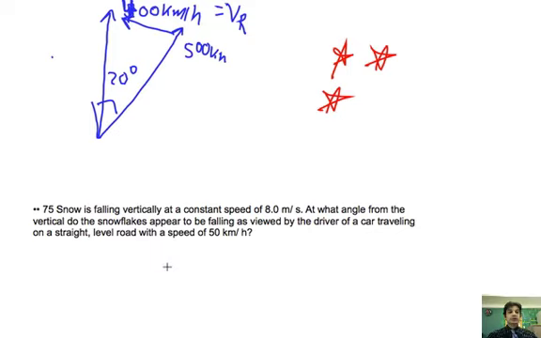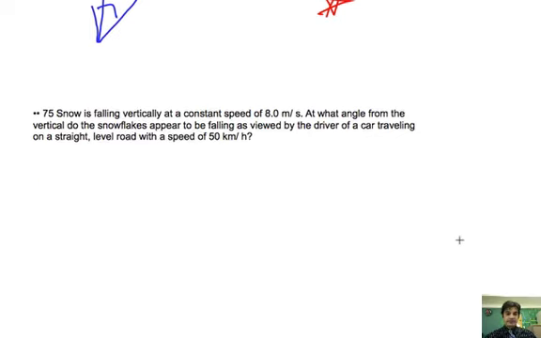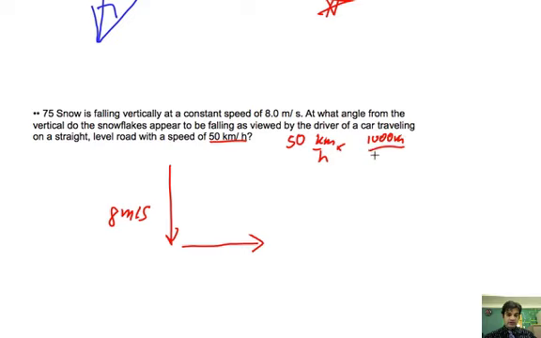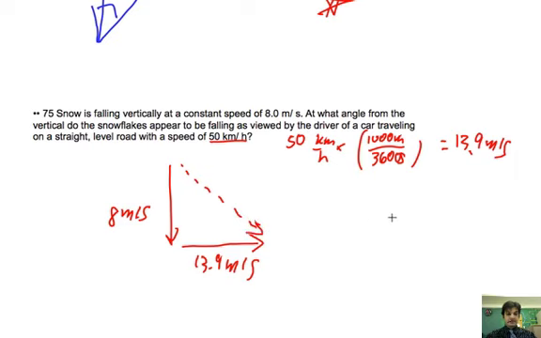Okay, so now here we go. 75 is much more reasonable. We have flakes falling at 8 meters per second, but then we have this driver going at 50 kilometers per hour, so let's convert that to meters per second. So 50 kilometers per hour times 1,000 meters over 3,600 seconds to do that conversion. So we'll do that conversion and we'll get our number, which is 13.9 meters per second. And now we can actually get the speed of the snowflakes and the angle they form.